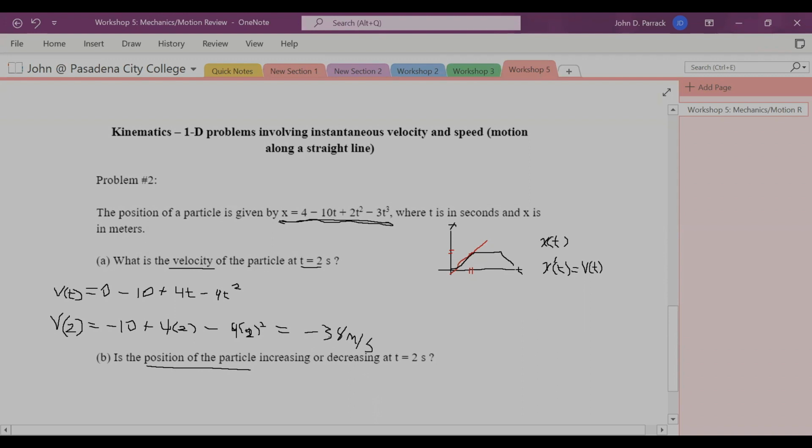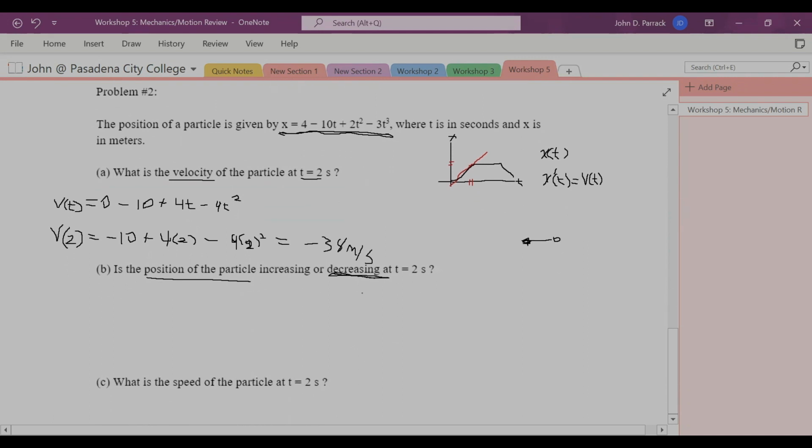Well, the velocity is negative. So that means the velocity is trying to make us go in the negative x direction, right? It's taking us this way. If we have a negative velocity, then the particle is traveling backwards, in the negative direction. So it's not increasing, it's decreasing, at least at this particular point in time that we analyze.